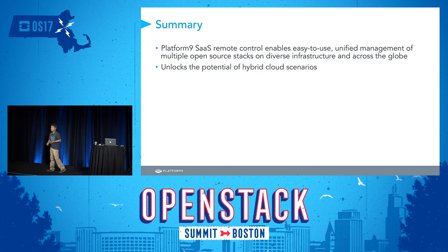So in summary, SaaS-controlled and remote-controlled Platform9 cloud management allows you to very easily manage multiple clouds, clusters, regions, and even different cloud stacks across many geographical regions, and do it in a very seamless way. It enables very interesting hybrid cloud scenarios. What I've demonstrated is dynamic capacity expansion, where you can augment capacity that is on-prem with something that runs on Google or AWS.